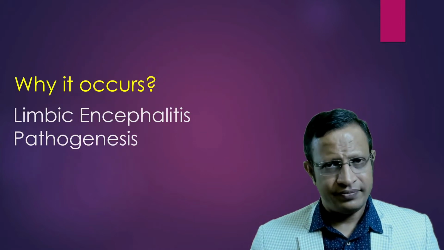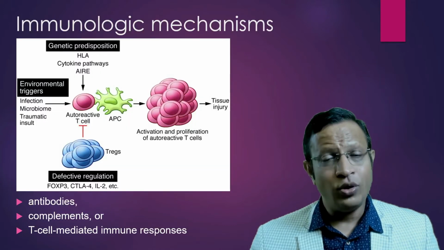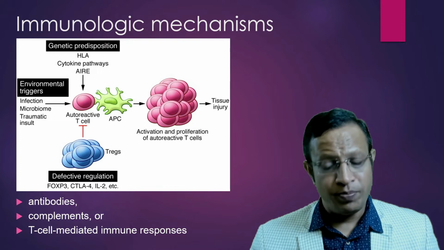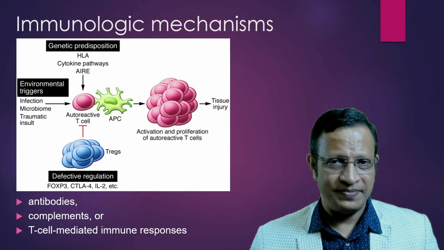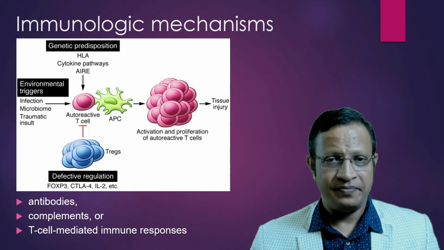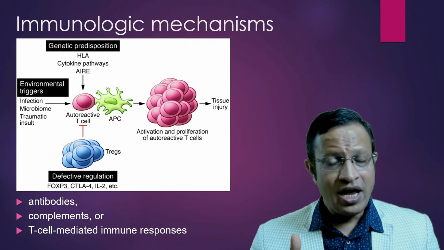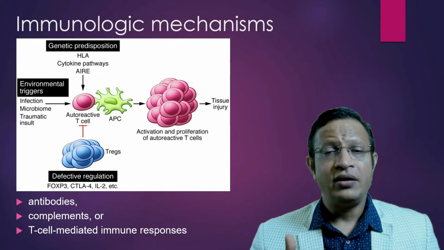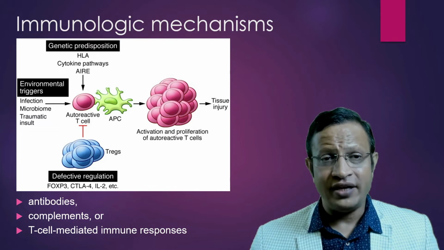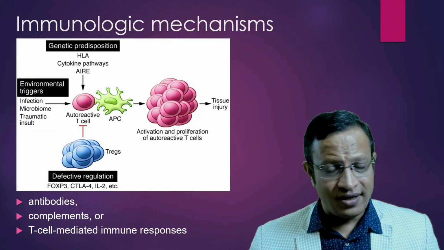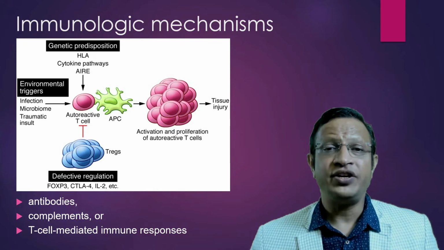Why does it occur? What is the reason for limbic encephalitis and what is the pathogenesis? Again, if you look at limbic encephalitis, two important things play a role: one is the environment, another is genetics. Let's look at this photograph. Here, the environment, such as infection, gut microbiota, trauma, or insult, can activate T cells. As I discussed earlier, the T cells will again cause proliferation of T cells.